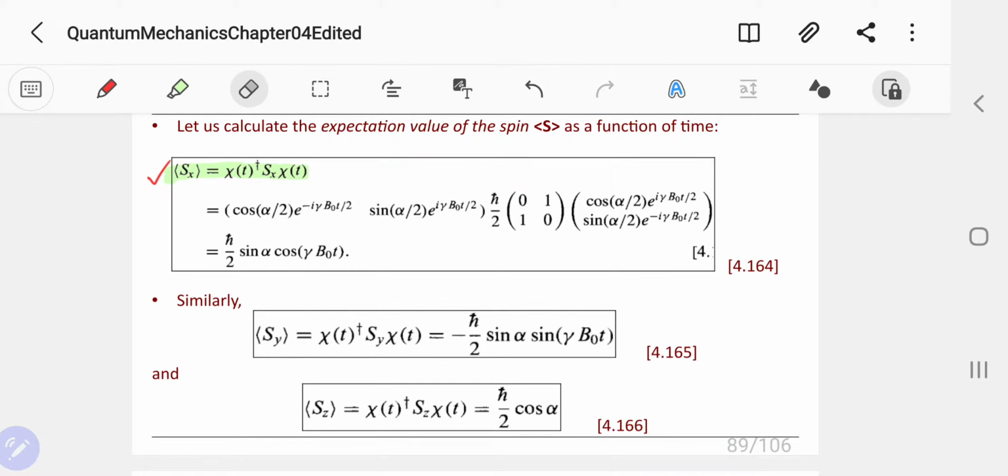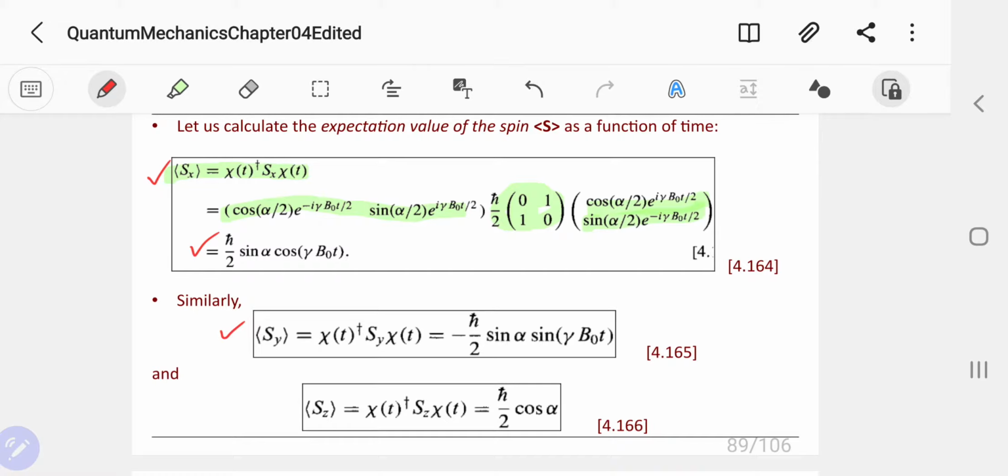So similarly, when you operate this one here, this is your Sx. This is your chi. So you will have to deal with matrix multiplication from the right to the left. You multiply from the right to the left, and you will get this as your expectation value of Sx. Similarly, your Sy would be this one.